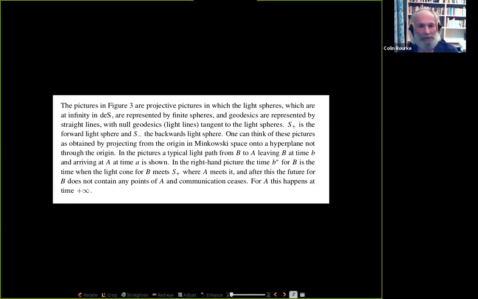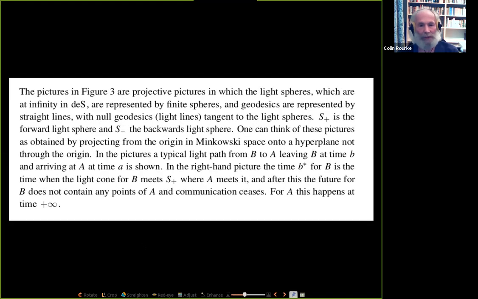Okay, so this is a description of that. Picture in figure 3, that's one we've just been looking at. They're projected pictures in which the light spheres, which are at infinity in De Sitter space, are represented by finite spheres, and geodesics are represented by straight lines with null geodesics tangent to the light spheres. S plus is the forward light sphere, and S minus will come down in a minute, the backward light sphere. And you can think of these pictures as obtained by projecting from the origin in Minkowski space onto a hyperplane not through the origin, a typical projective transformation.